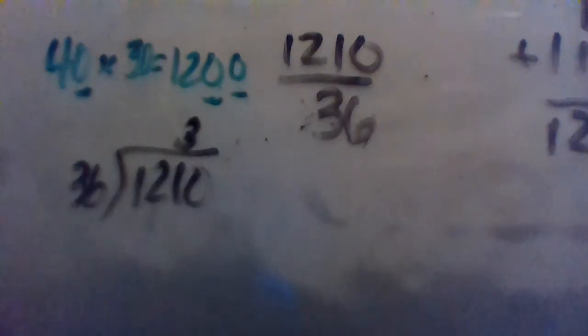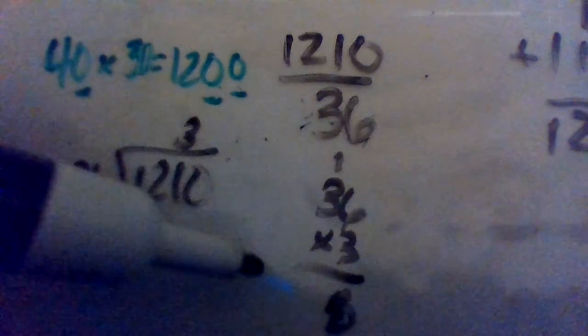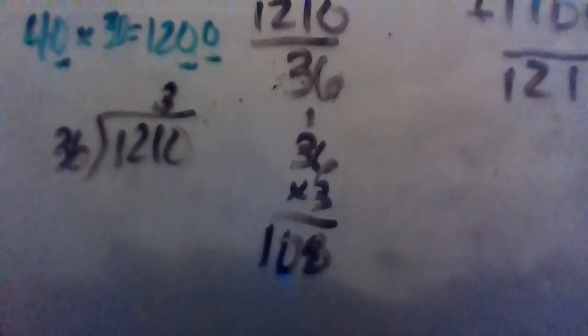So I'm going to move over here to see what that would be. 6 times 3 gives me 18. Carry my 1. 3 times 3 is 9, plus 1 is 10. So I have 108. Okay, so let's take a look.